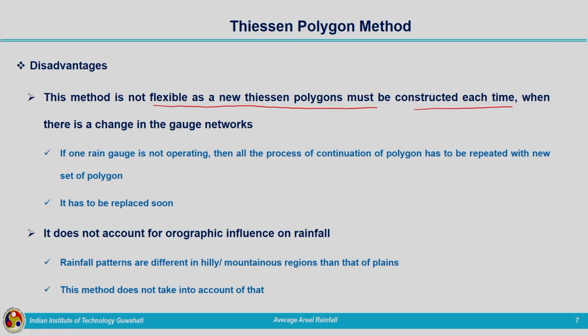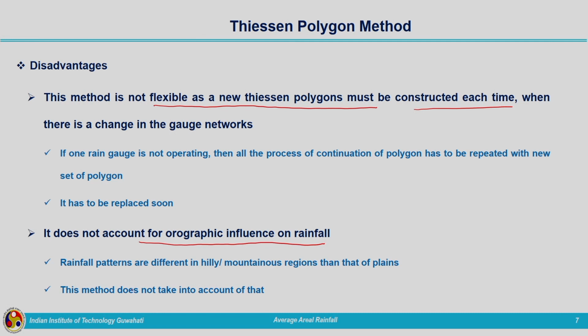Second one is that it is not accounting for the orographic influence on rainfall. Orographic rainfall is where it is occurring in the hilly or mountainous region. So, the type of area is not coming into picture. Depending on the topography, features of the area, the types of rainfall which we are experiencing are of different types.